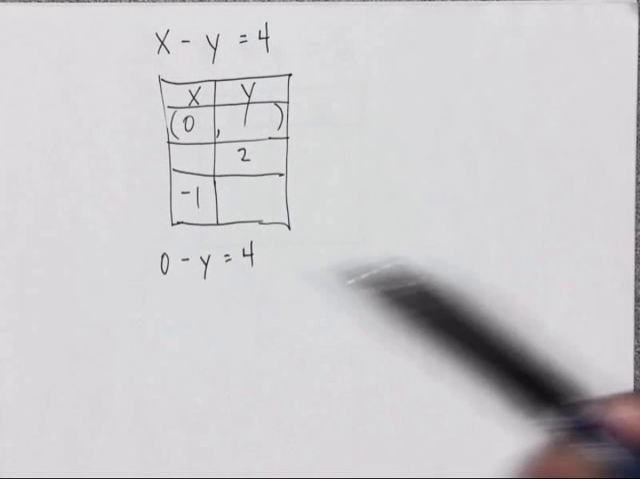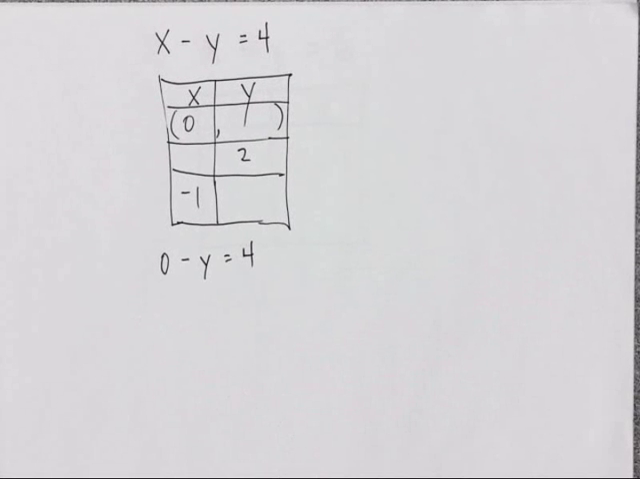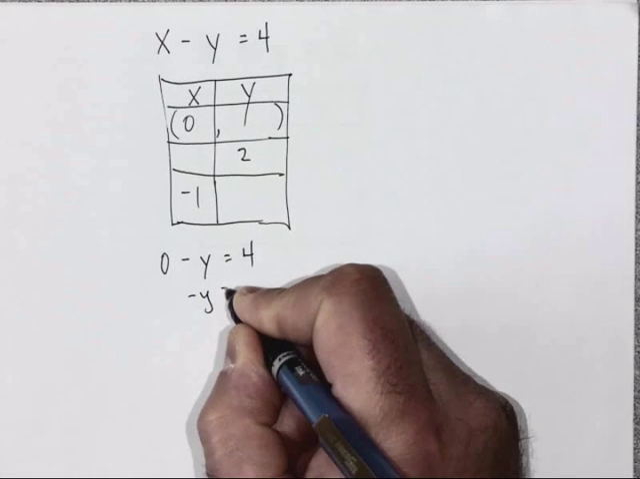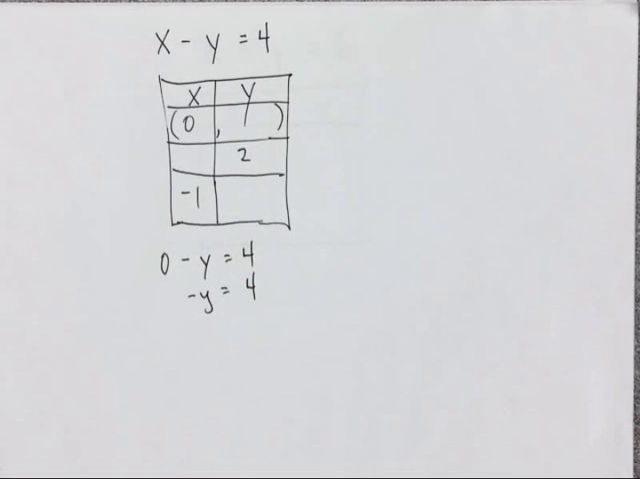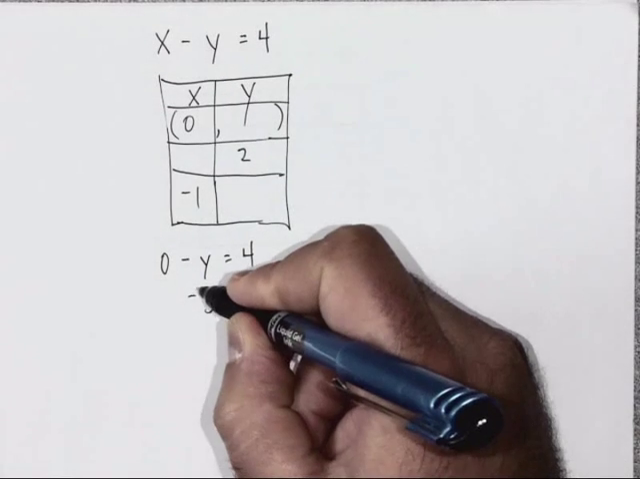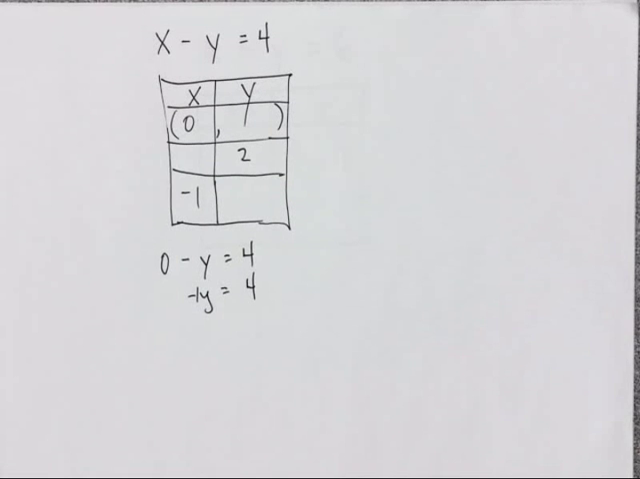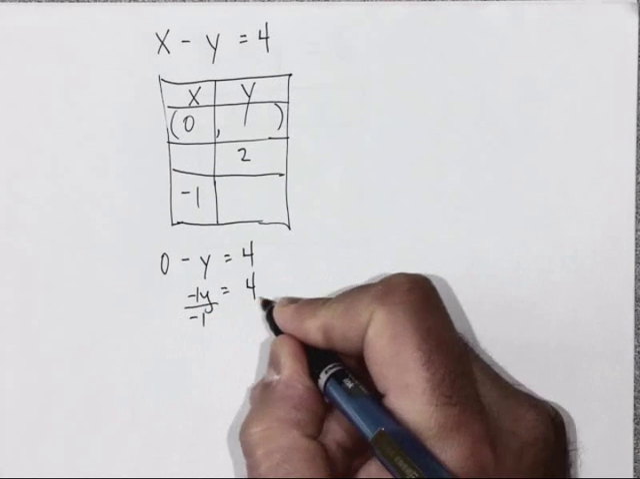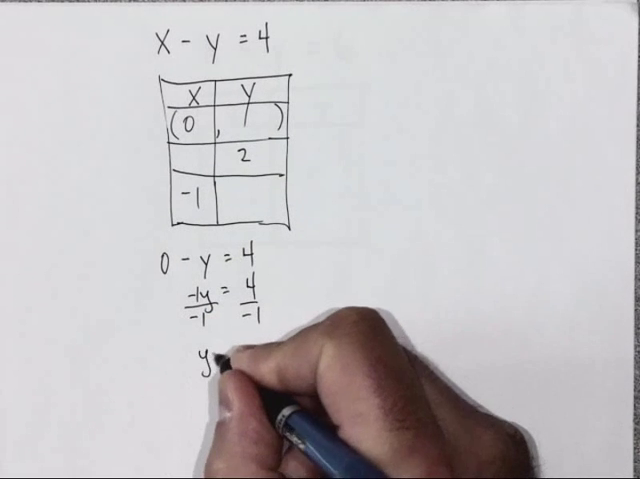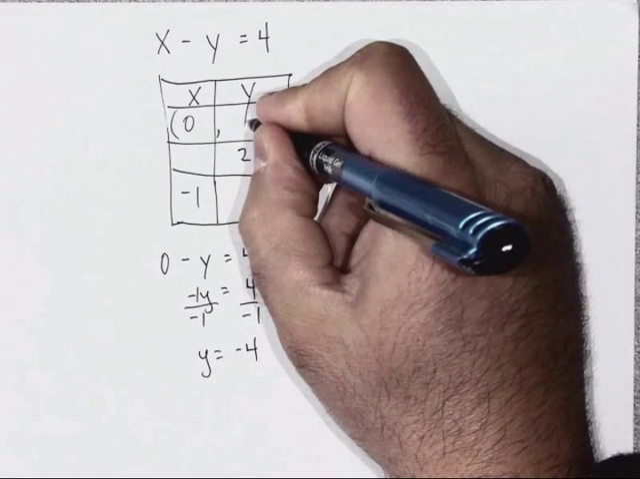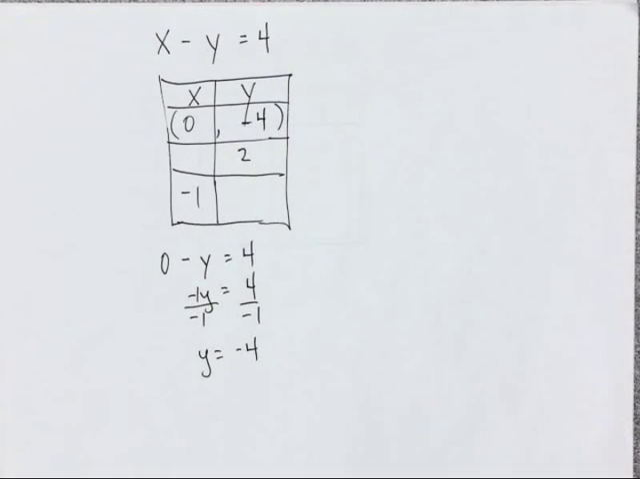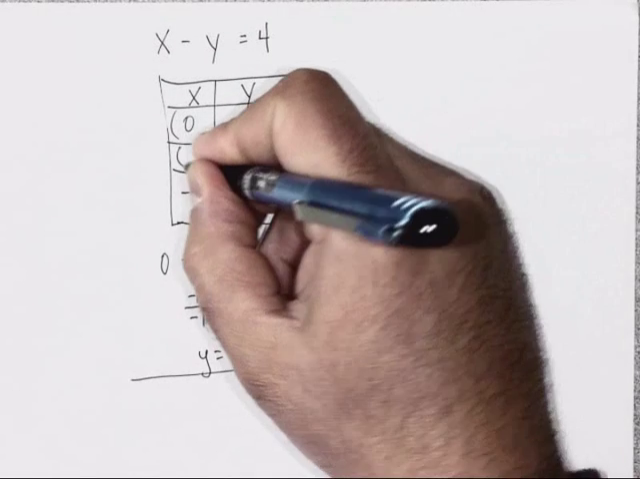So once again, 0 doesn't add or take away any value. So I have negative y equals 4. And then remember, there's a negative 1 that's in front of the y here. So I want to divide both sides by negative 1. So y equals negative 4. So that's the missing y coordinate for the first ordered pair. Okay. Let's take a look at the second row.